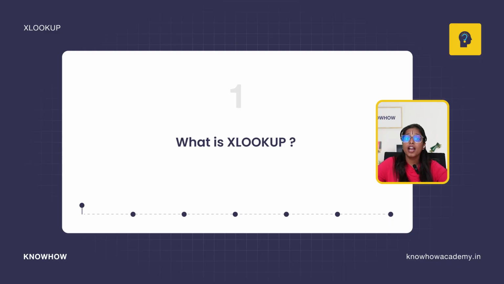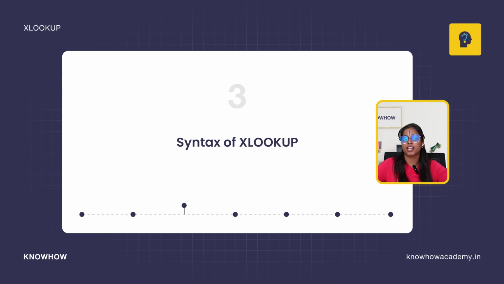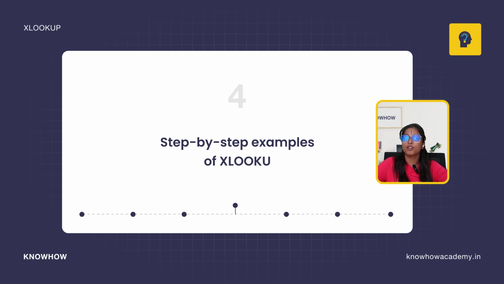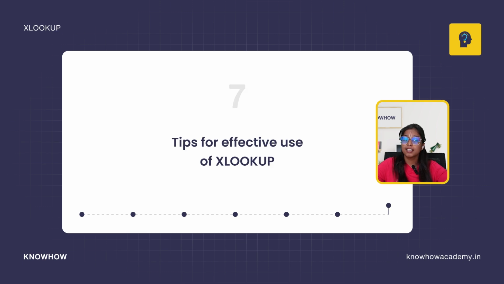Today, we'll talk about the XLOOKUP function, which makes data lookup in Excel easy and powerful. Let's get started. In this tutorial, we'll cover what is XLOOKUP and how it is better than VLOOKUP and HLOOKUP. We'll understand the syntax of XLOOKUP. We'll look into practical examples of XLOOKUP. We'll look into some advanced features like error handling and exact and approximate matches. We'll look into some common mistakes and troubleshooting tips. You'll get both theoretical as well as practical demonstration to simplify XLOOKUP's real-world application.